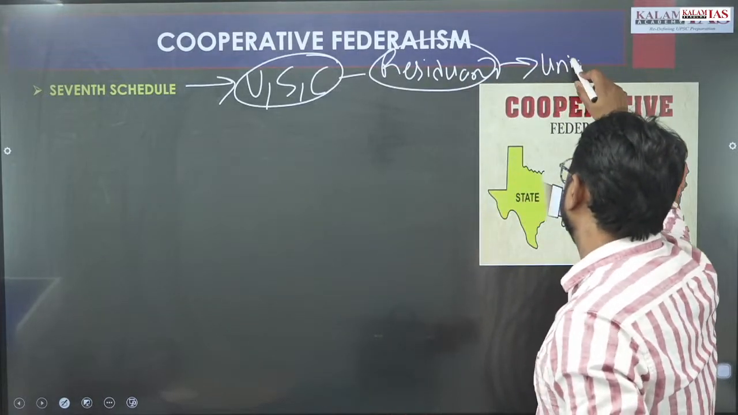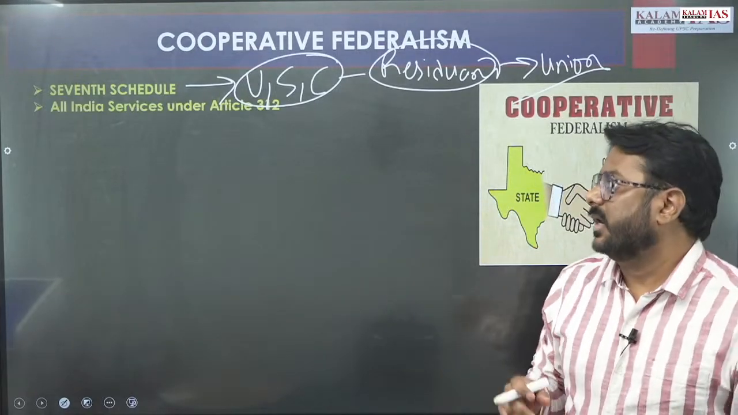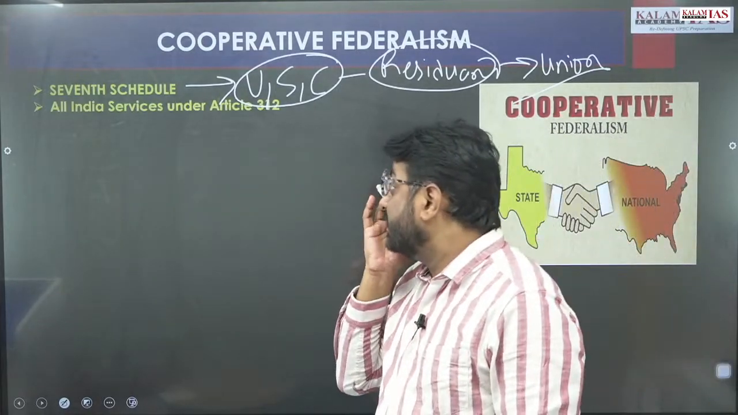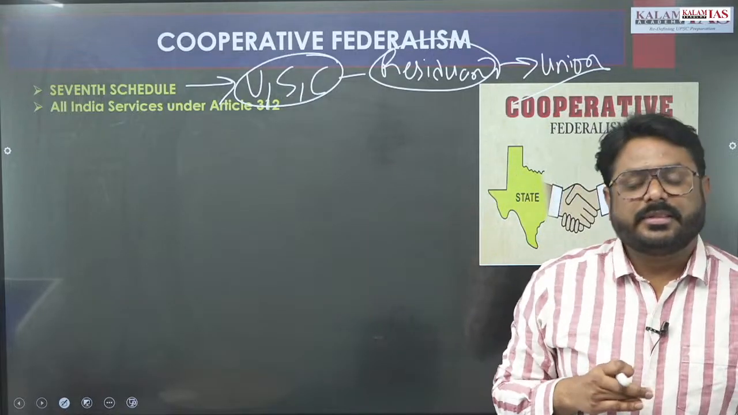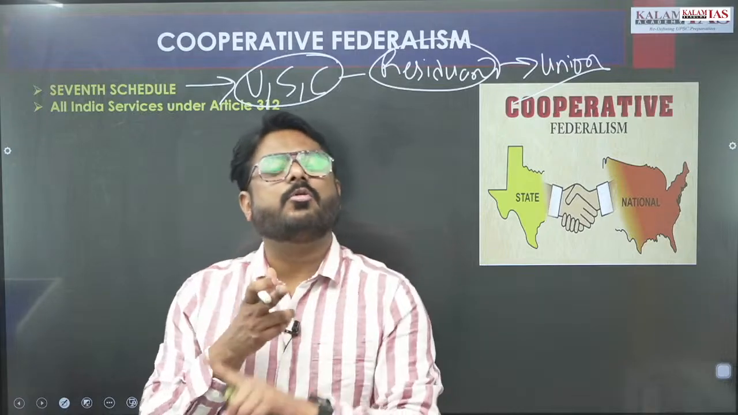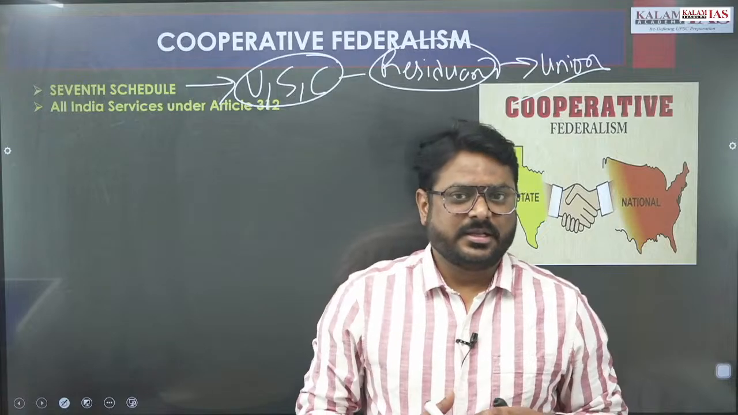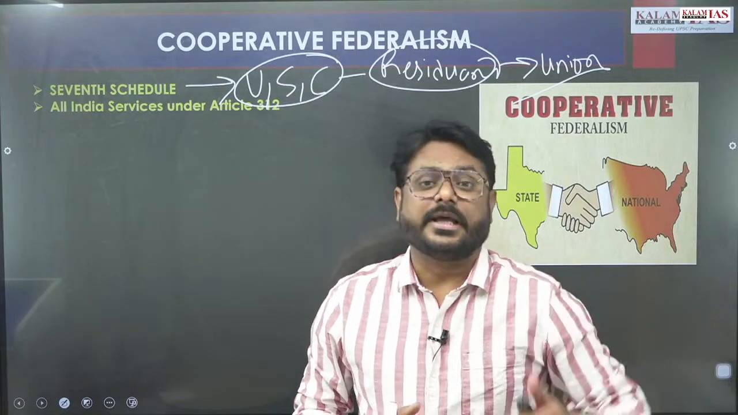Union, right? So what is this? This is the provisions for cooperative federalism. Then all India services under Article 312. There are 3 all India services: IAS, IPS, and Indian Forest Services. So for these kinds of services, cadre allocation is there.